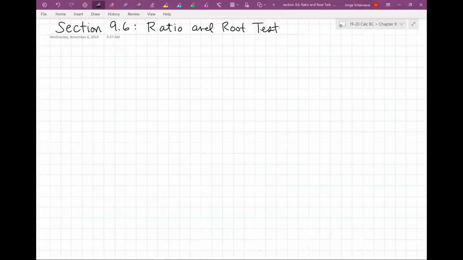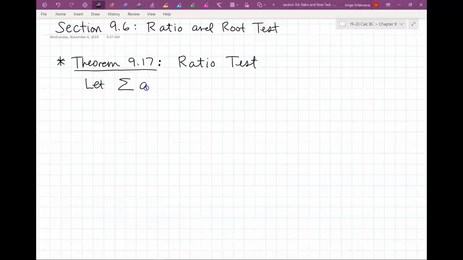But we're going to start off with the ratio test. Okay. So let me give that to you guys. This is theorem 9.17. And by the way, these tests are not that hard to do. Okay, so the ratio test, I do like these. They're not too difficult. But it says, let the series A sub n be a series with non-zero terms.